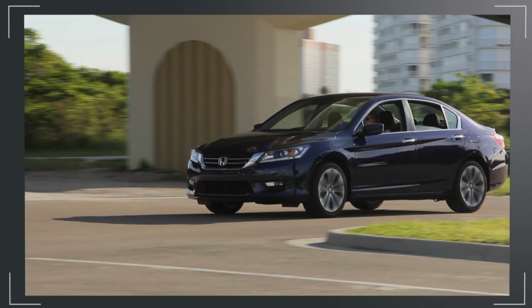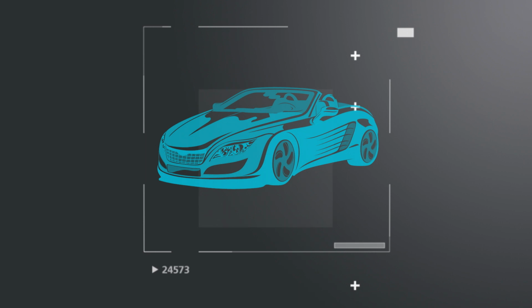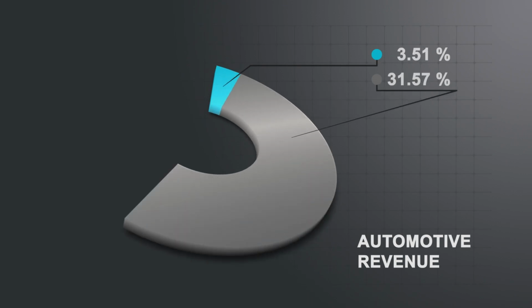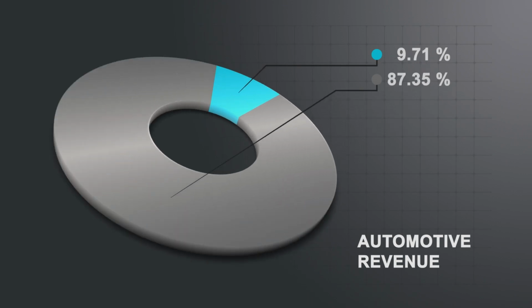And then there is the car. The evolution of the automobile is second only to the mobile phone in terms of its impact on the semiconductor industry. 10% of Intersil's revenue is generated from the automotive industry.